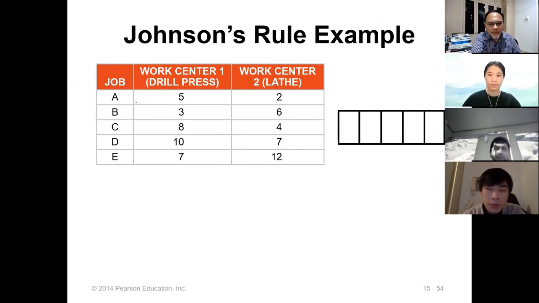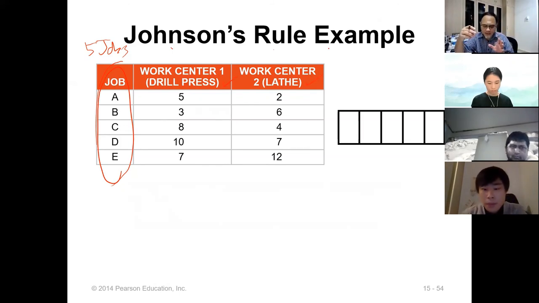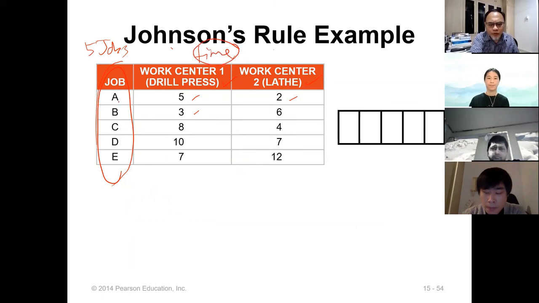Now, these are 5 jobs, so N equals 5. 5 jobs, 2 machines. Machine 1 is the drill press and machine 2 is the lathe. For example, if you do painting or binding work, stapling is one job, joining the paper, cutting the paper. This is drill, lathe, two different jobs. Job A requires 5 hours on the first, 2 hours on the second, and so on. This is the time required for each job on each work center.